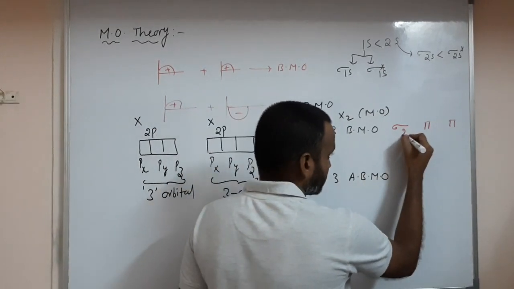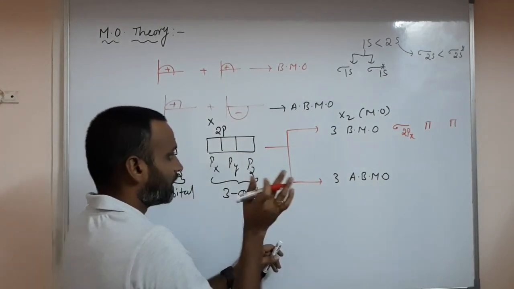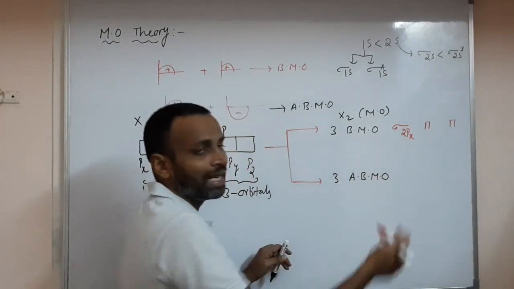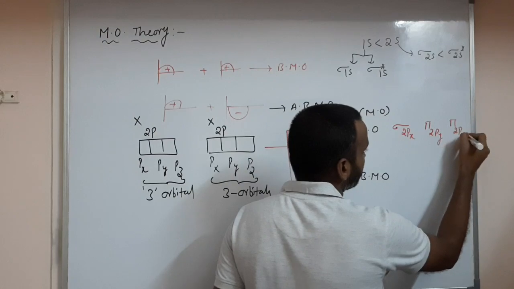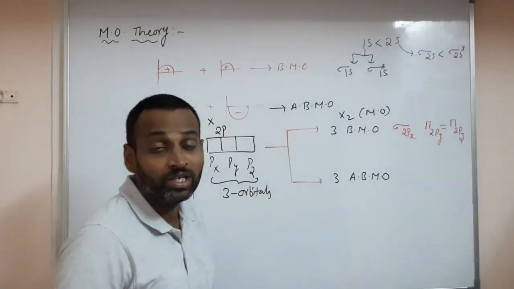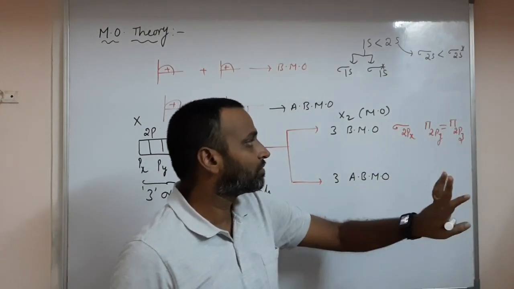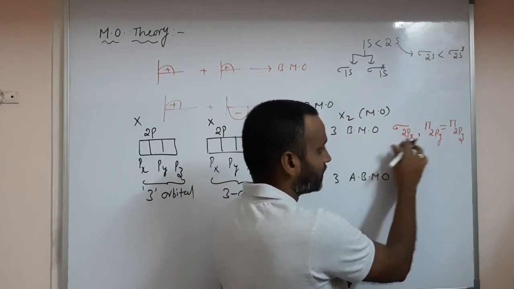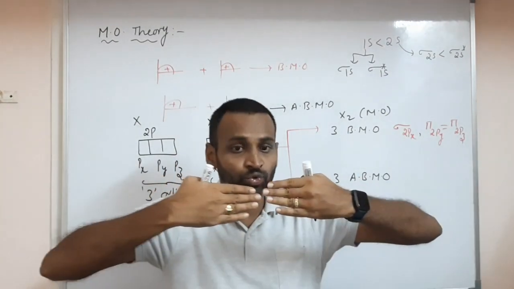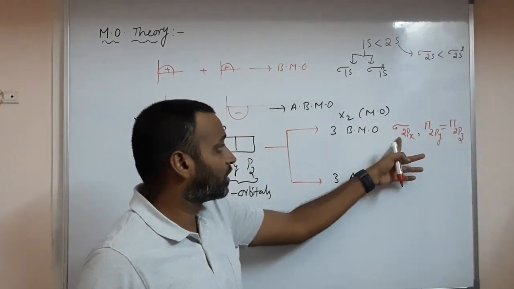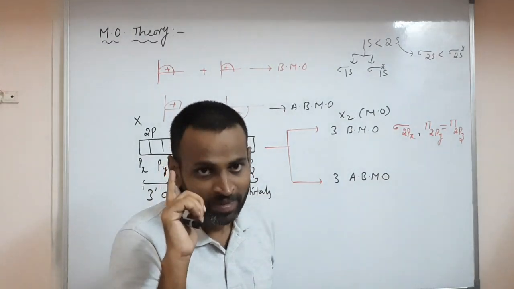Sir, can we write sigma 2px? Yes. Can we write z? Yes, no problem. Among px, py, pz, any one will form sigma and the remaining two will form pi: pi 2py and pi 2pz, which have equal energy. So sigma 2px has different and less energy, and these two have more energy. Why? A pi bond is weaker than sigma. A sigma bond is through the internuclear axis, a strong bond. Certainly the sigma bond has less energy and pi bonds have more energy. But these two pi orbitals have the same energy.